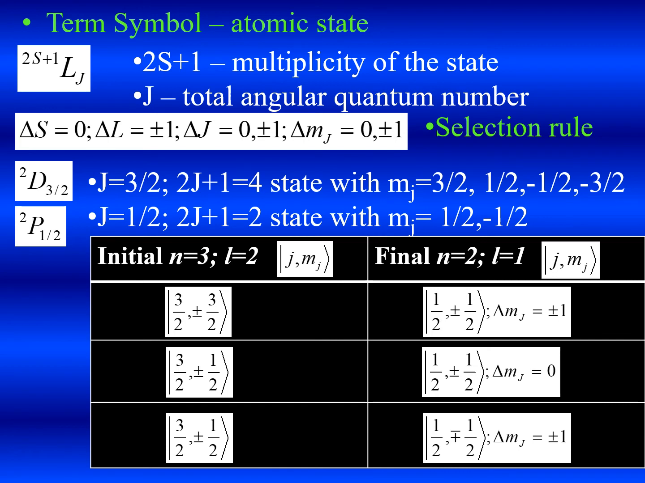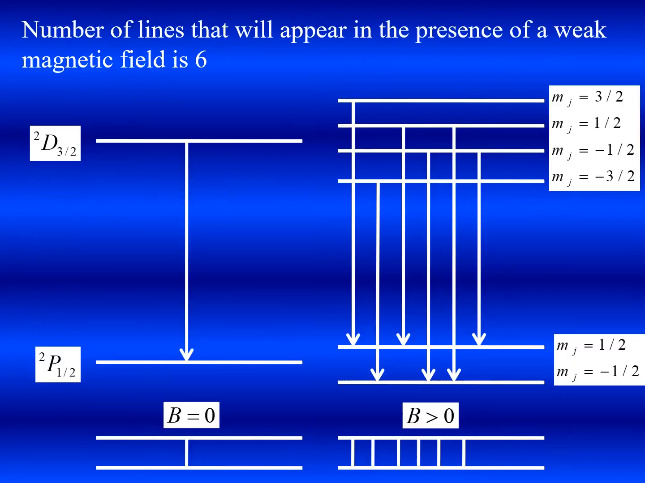So from here to here there are two lines, from plus or minus 1/2 to plus or minus 1/2 two lines, and from plus or minus 1/2 to minus or plus 1/2 two lines. So we can have 6 lines possible. So that is the number of lines that appear in the presence of a weak magnetic field.